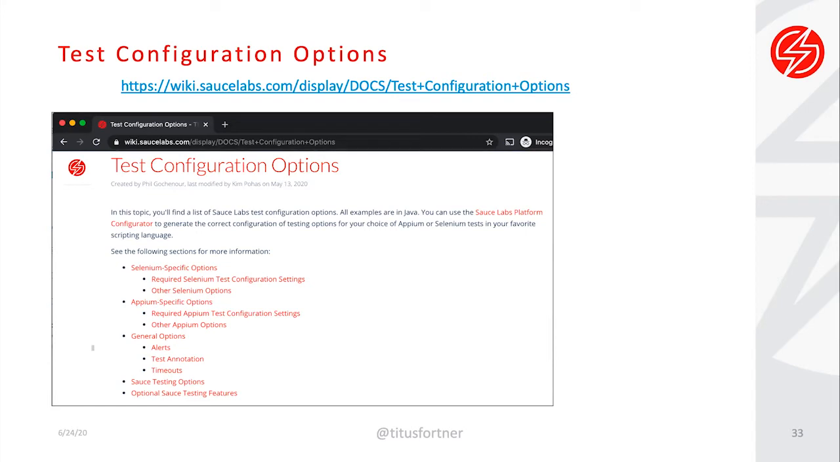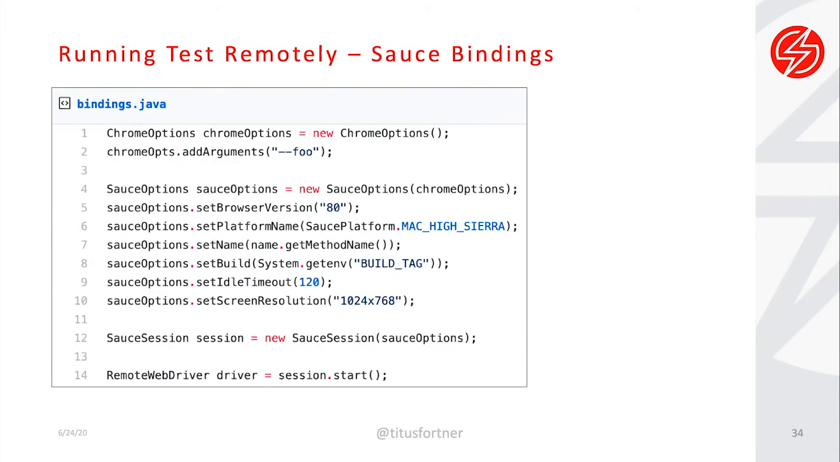Now, because we know that converting your code to get a W3C compliant syntax and session is difficult, we've created this code for Sauce Bindings. We've created this in Java, C#, Ruby, and Python. Essentially, it allows you to specify everything, and we are going to create the W3C compliant syntax for you. So you don't need to figure out what Sauce options are, what goes where. It's going to look like this.